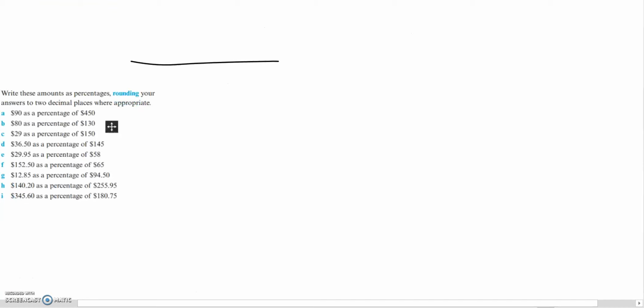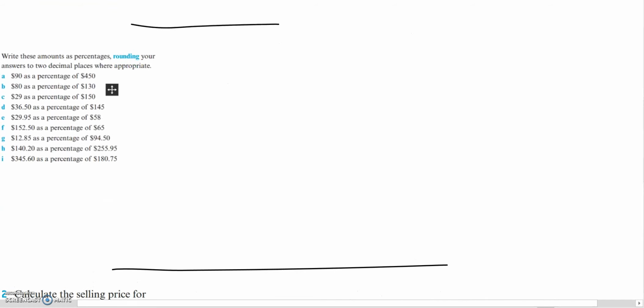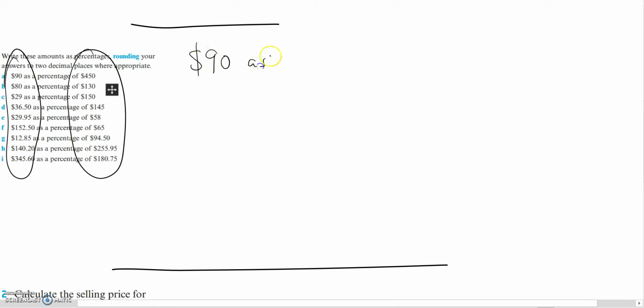Certainly when we look a little bit further forward, writing amounts as percentages. Now this is basically how I go about finding the percentage for your tests and other assessments and things like that. And it really is just taking the first amount and then putting it over the second amount as a fraction. So looking at A again, we have $90 as a percentage of $450.